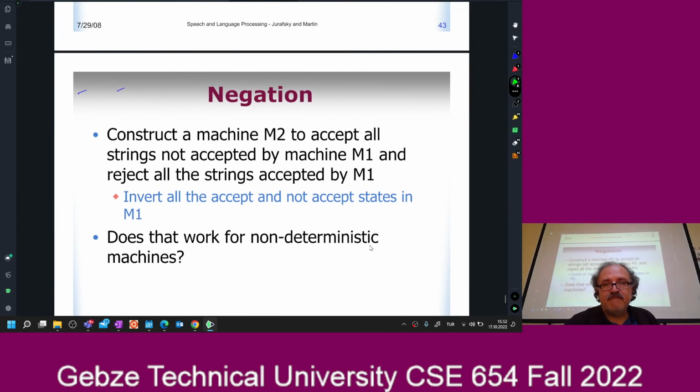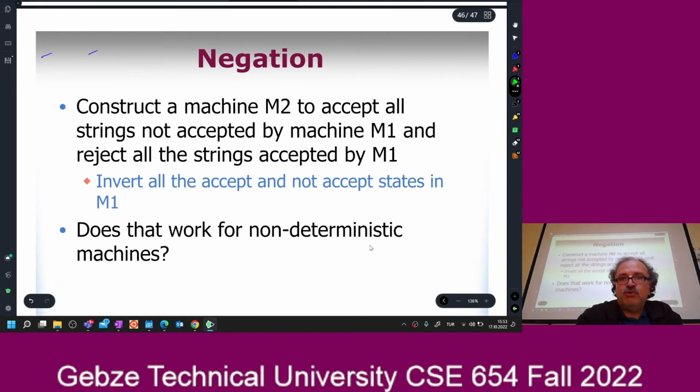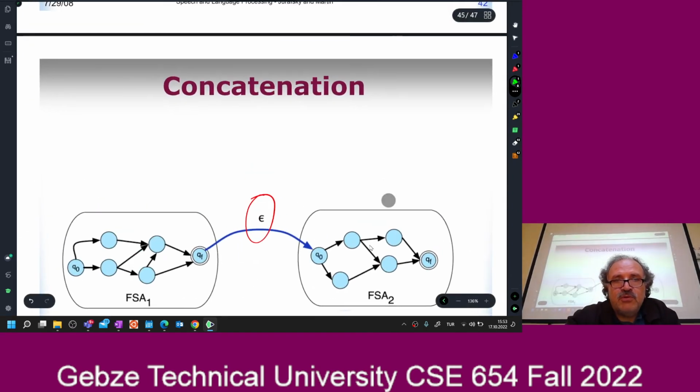Negation is this. It's very interesting. I would like to have a finite state machine that will recognize all the words rejected by this other machine. So whatever this sheep language finite state automata rejects, I will accept. So how am I going to do that? Negation. Construct the machine M2 to accept all the strings not accepted by M1 and reject all the strings accepted by M1. Invert all the accept and non-accept states of M1. That's it. As simple as this.